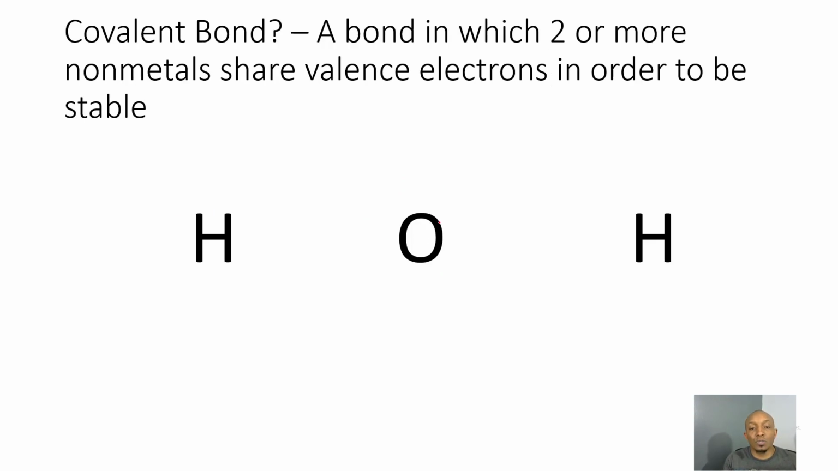So using our Lewis dot structure, we're going to be looking at covalent bonds. And what are they? Covalent bonds are a bond in which 2 or more nonmetals share valence electrons in order to be stable. So let's take a look at this. We have our world famous example of covalent bonds when we talk about water. Each hydrogen in water has 1 valence electron, and the oxygen has 6 valence electrons.